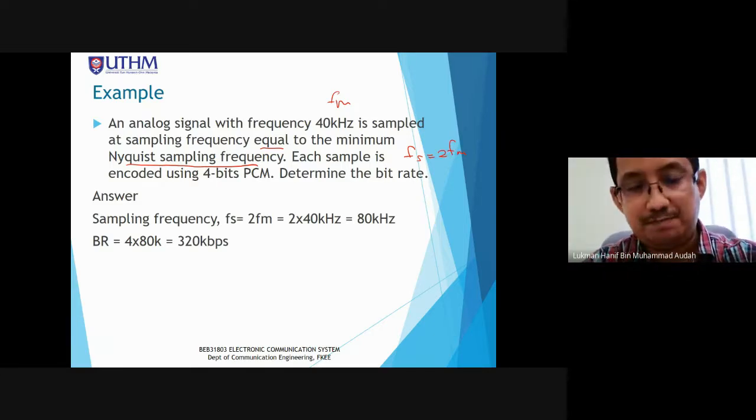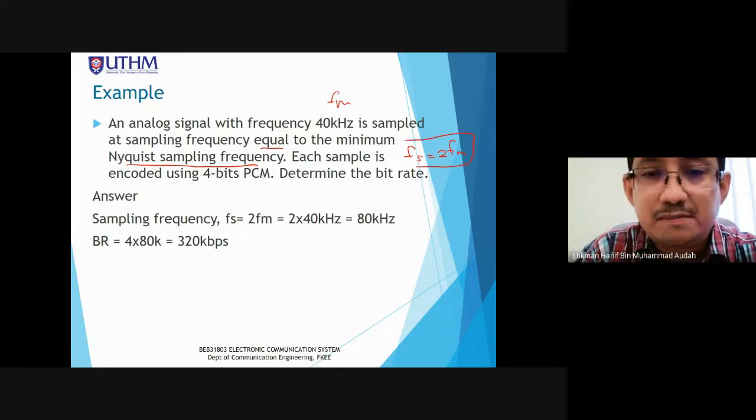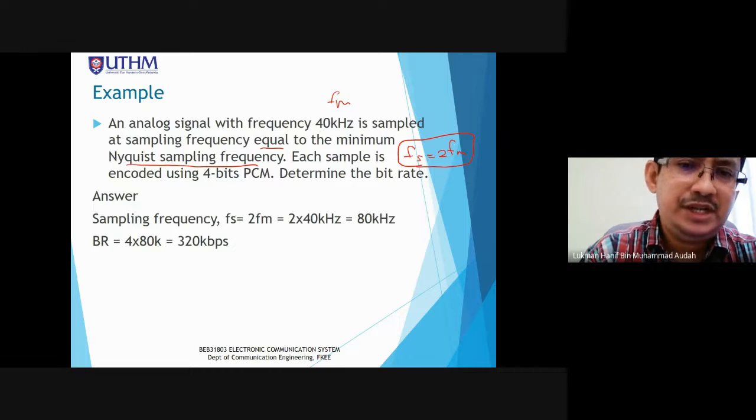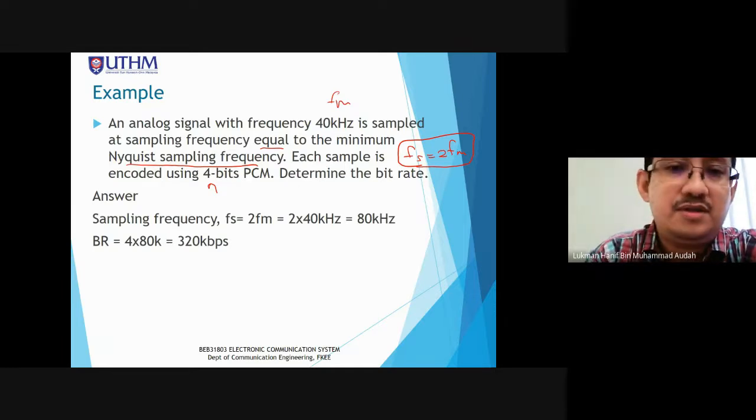Pada minimum sampling rate. Okay, ini Nyquist minimum sampling rate. Each sample is encoded using 4 bit. This is N, 4 bit of PCM. So determine the bit rate. Bit rate, which is speed of transmission.